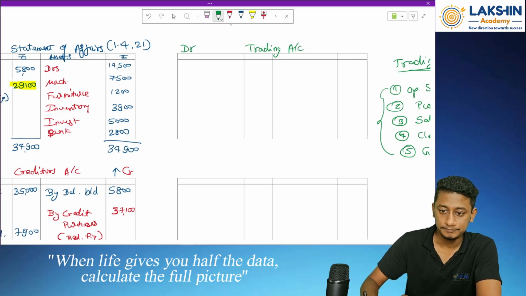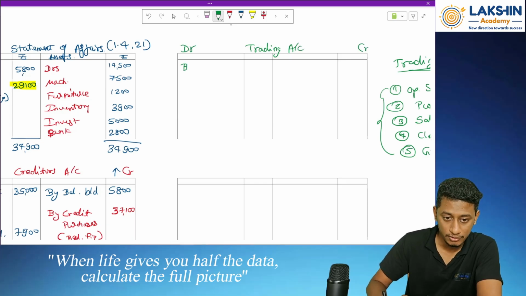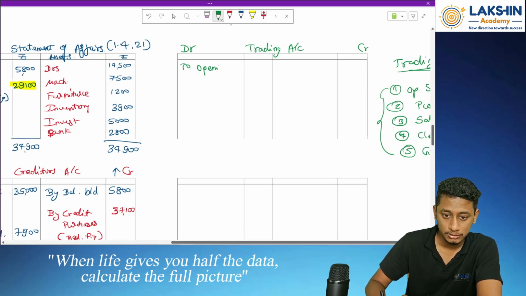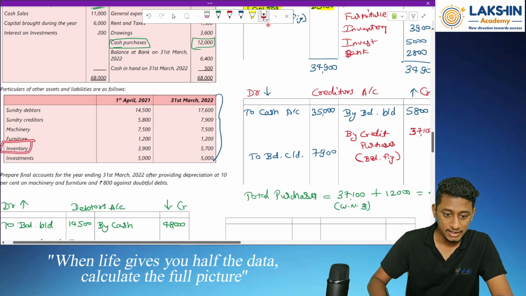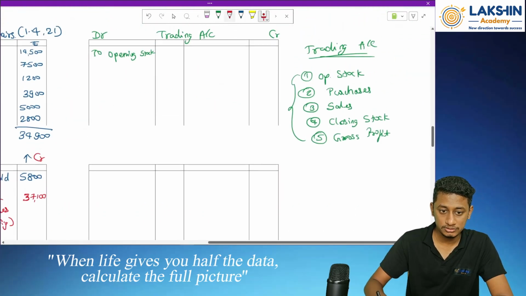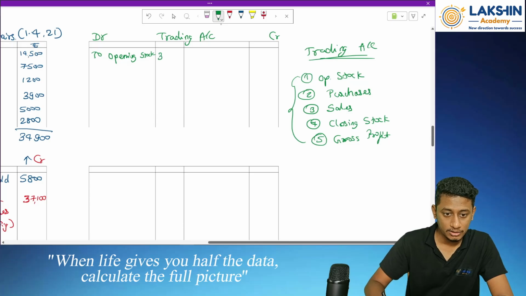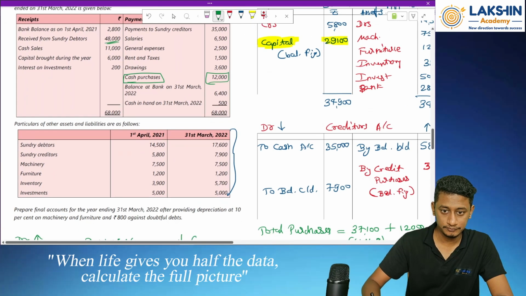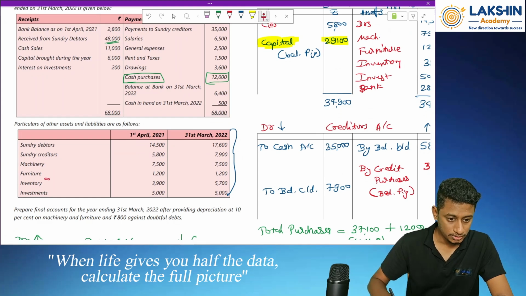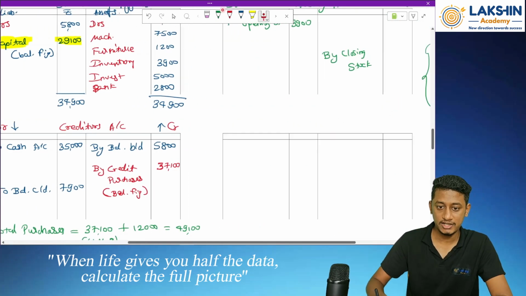Tell me how to start with the trading account. So first of all we have to opening stock. What is the value of opening stock? Opening stock value is given over here. Inventory is given, right? So 3,900 is the opening stock. By closing stock, how much? Closing stock, inventory, 5,700.